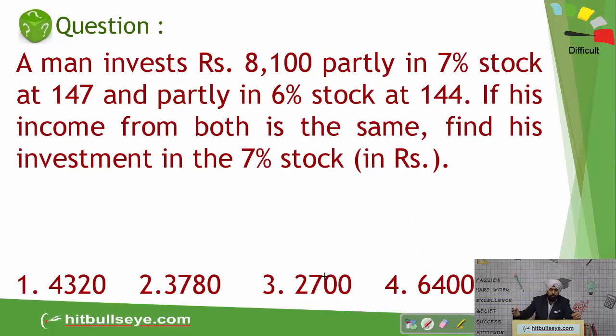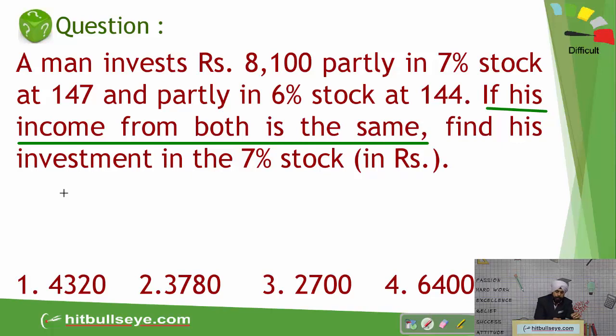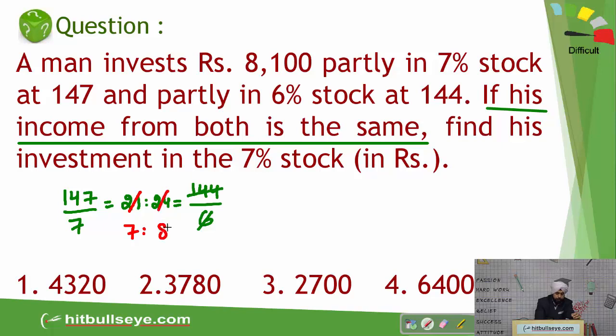This one. A person invested rupees 8100 in 7% stock and in 6%. Now the catch is his income from both is the same. So don't make an equation. You want the same income. Can you say in order to earn 1 rupee, you need to invest 21 rupees in the first case, and in order to earn 1 rupee you need to invest 24 in the second case. Your income is 1 rupee, or that means that is same. So for the same income the investment is in the ratio of 7:8.